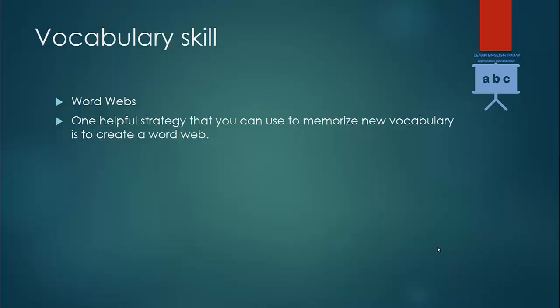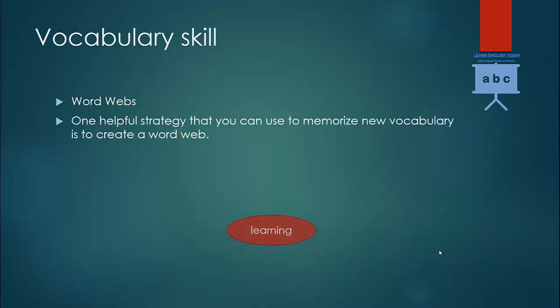Okay, the next one, vocabulary skills. The vocabulary skill we're going to talk about today is word webs. Word webs means a group of words. One helpful strategy that you can use to memorize new vocabulary is to create a word web. Those words that have a connection to each other, in one category, are called a word web. Look at this example.